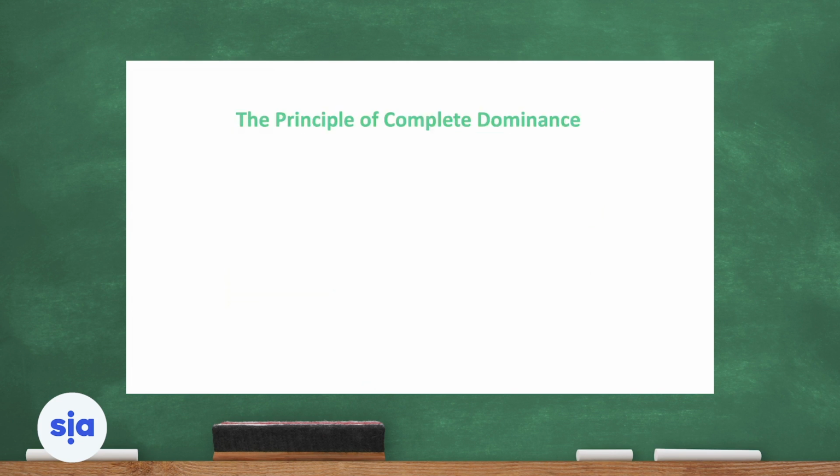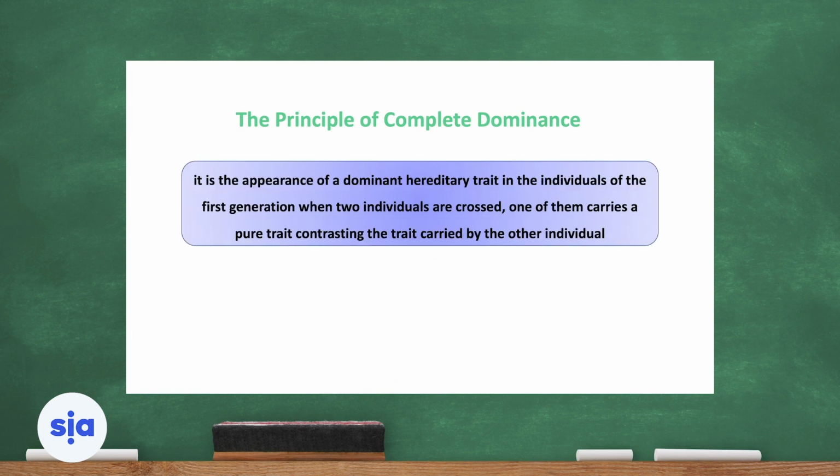So let's talk about the principle of complete dominance, which is the appearance of a dominant hereditary trait in the individuals of the first generation when two individuals are crossed together, one of them carrying a pure trait contrasting the trait carried by the other individual.